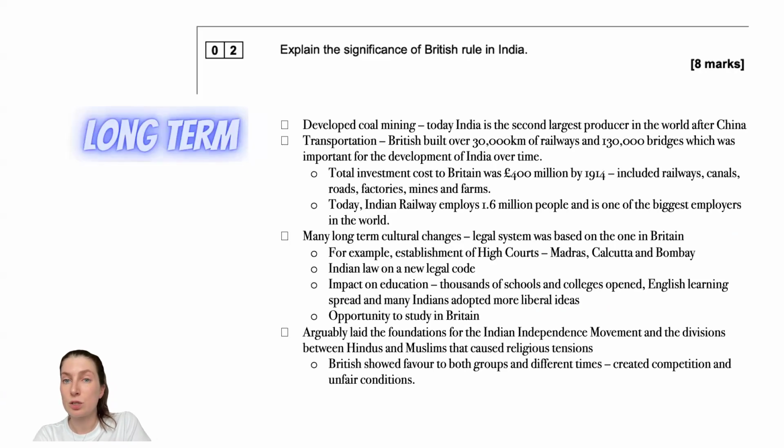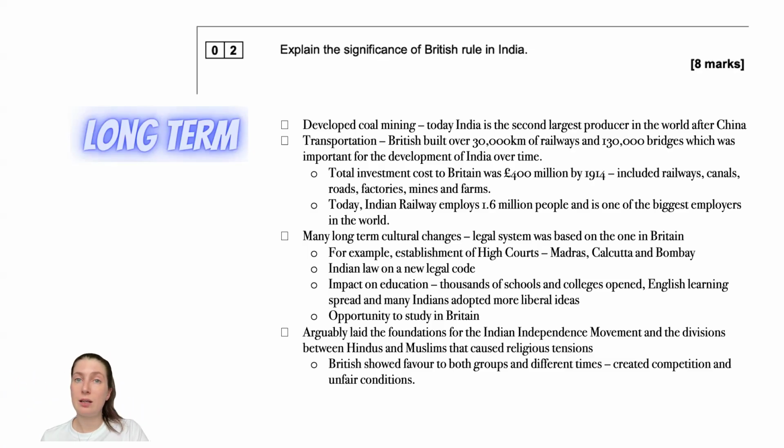So if we're looking at the long term of the British presence in India, we can think about things like the development of coal mining. So today, India is the second largest producer of coal in the world after China. If you're worrying about how do I know if things are short term or long term, you can think about whether they impacted the immediate 1 year, 5 years, 10 years. I'd probably put all of that into short term. And then anything that's longer, 100 years, 50 years, today, that's long term.